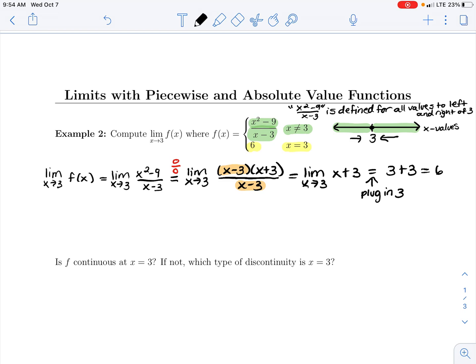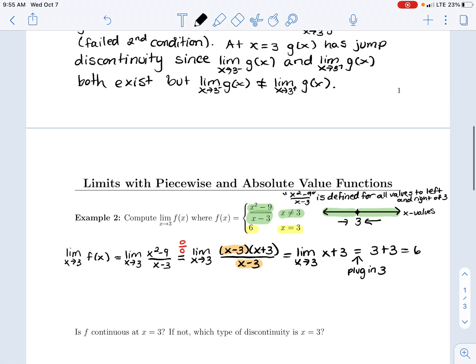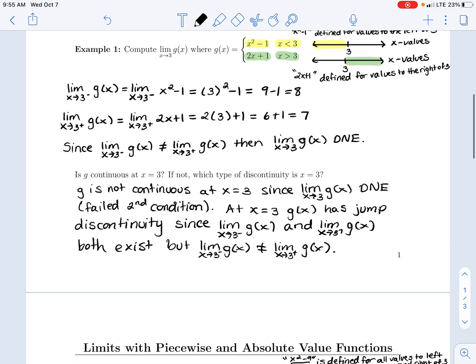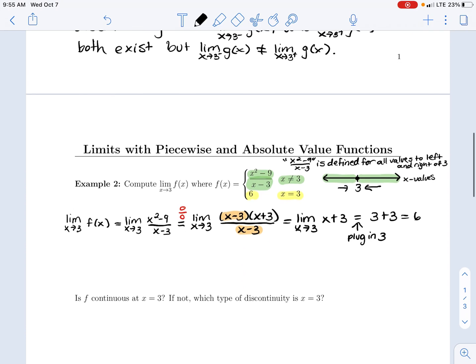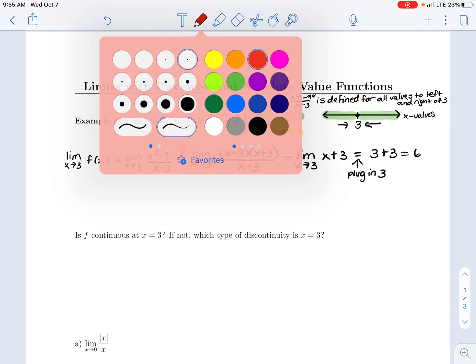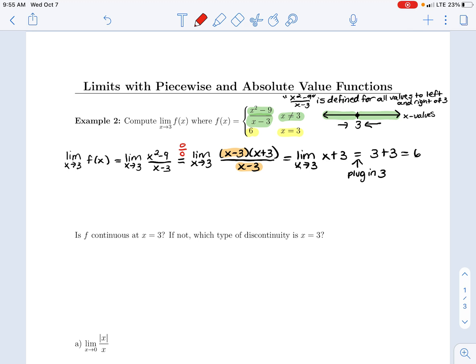Now I want to know, is it continuous at x equals 3? I can't answer this yet, because I only did one part of checking. I figured out that the limit does exist. Now I need to figure out, is f defined at x equals c, and is it equal to the limit value? Let's check it. Yes, this function is defined at x equals 3, because when x equals 3, your output value is 6.